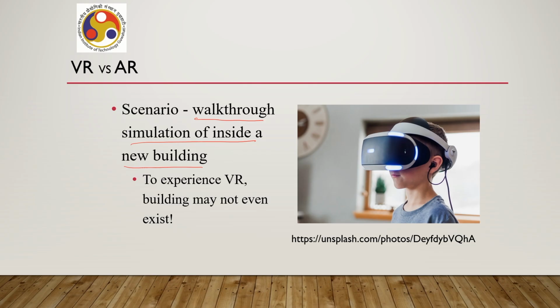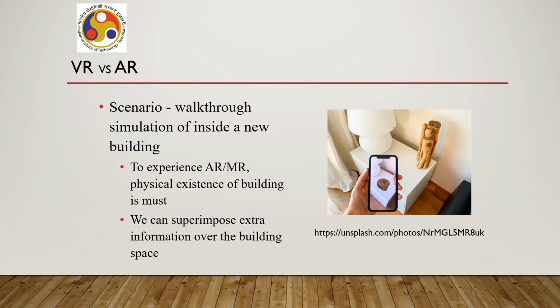Without existence of a physical object, we can explore different aspects of the object only in VR, because we are creating a virtual environment. It does not require anything related to reality. That is not possible with AR. Now, if I want to explore the same place using AR technology, AR system, then first assumption is the building must exist. Then only we can explore the place and see different things.